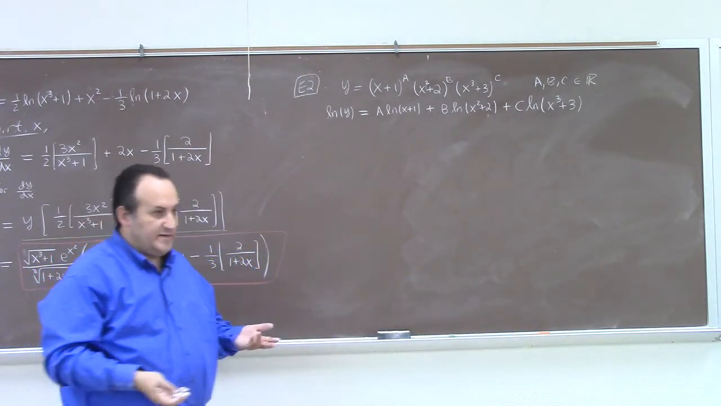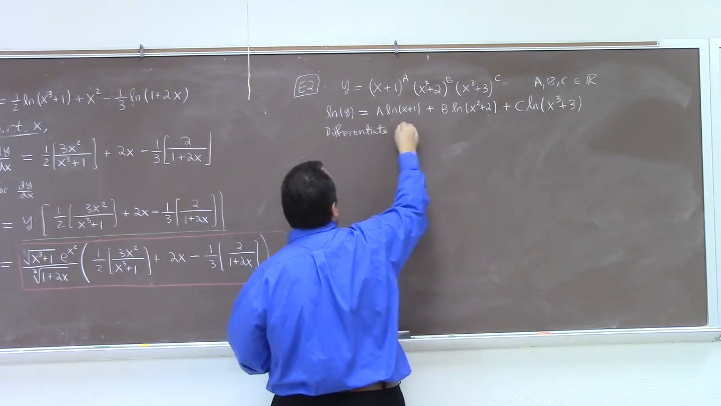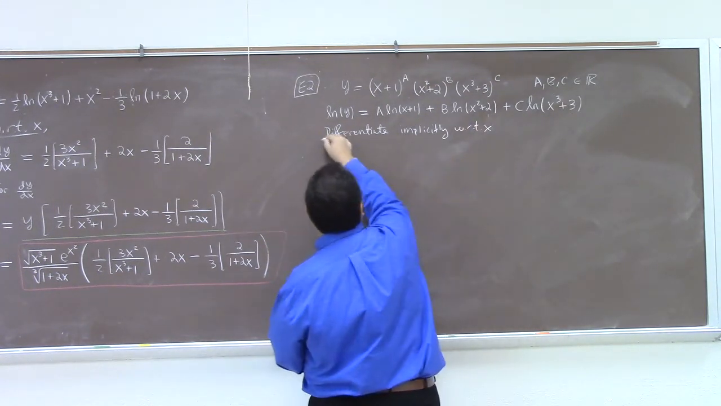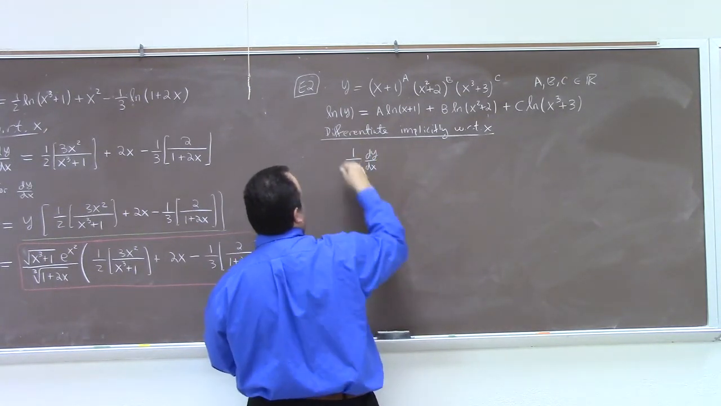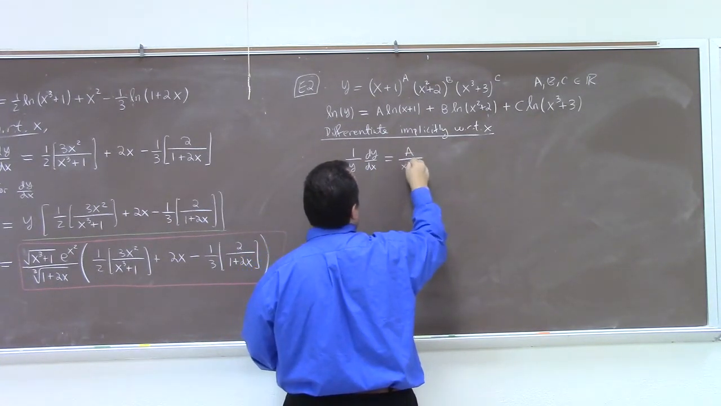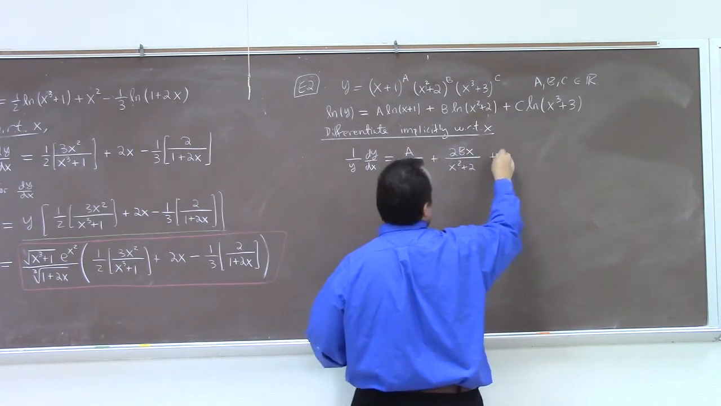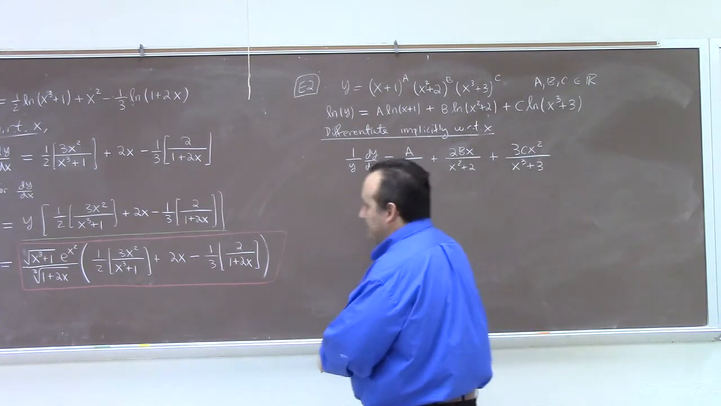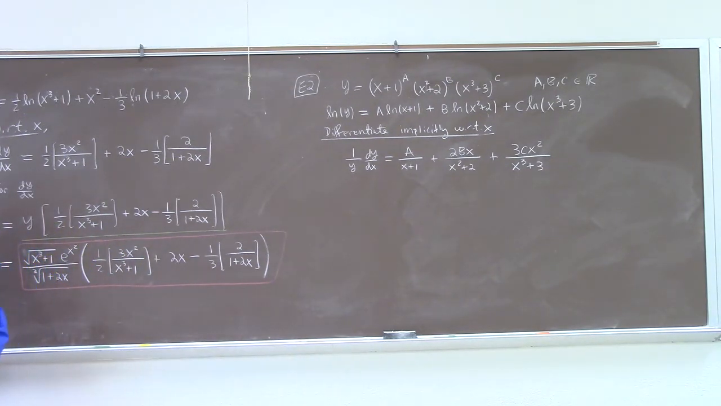Now we differentiate implicitly with respect to x. That gives me 1 over y, dy dx, on the left-hand side. Then I get a over x plus 1, plus 2bx over x squared plus 2, plus 3cx squared over x cubed plus 3. Again, in the numerator I'm multiplying by the derivative of what I put in the denominator, because that's the inside function. And the reason it's 1 over the thing is because that's the derivative of the natural log.